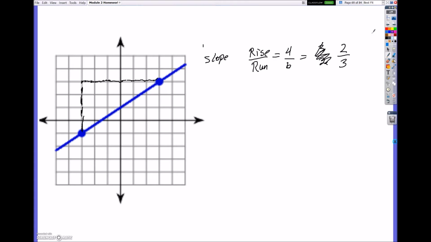Last thing, if you don't feel confident figuring out if this is a positive or a negative slope, all you need to do is write your name on it. And if your name is going up, it's a positive slope. If it was going down, for instance like this, it would be a negative slope.